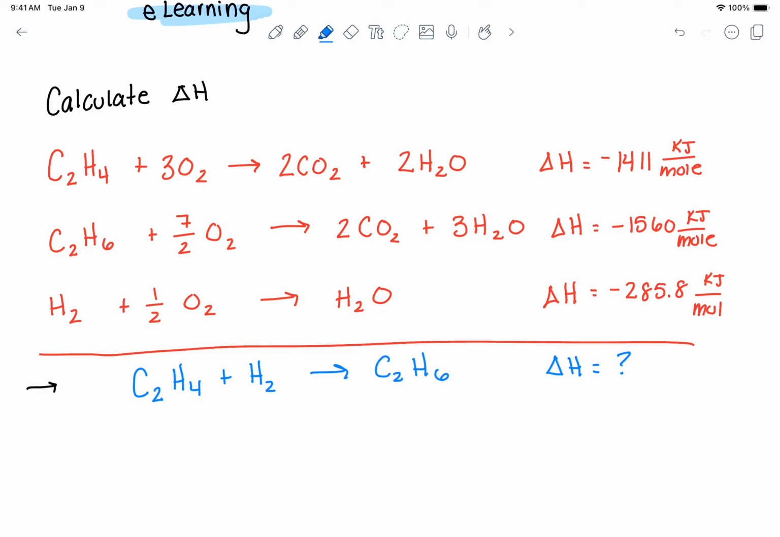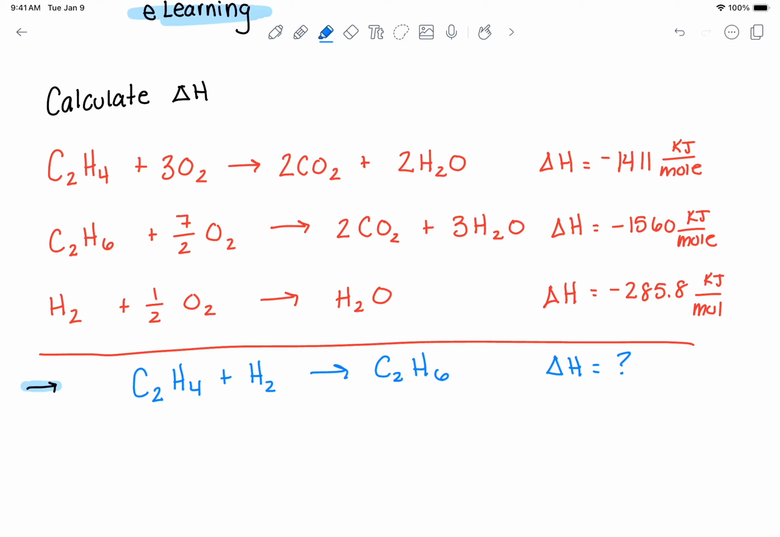Okay, so the first thing you want to do is compare the equation that we want to get to with the 3 or 2 or 4, however many equations we're given. So we want to compare the equation we want to get to with the equations that we have. So what I like to do is to look at all of my products and my reactants in my final equation and find them in all of my thermochemical equations that were given.